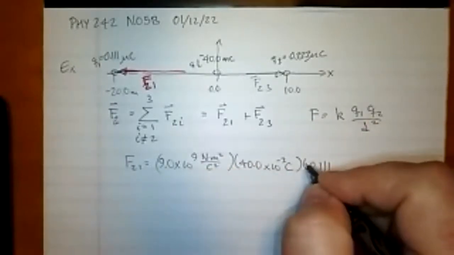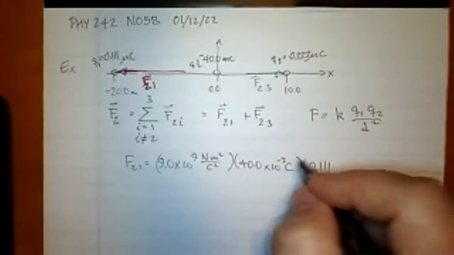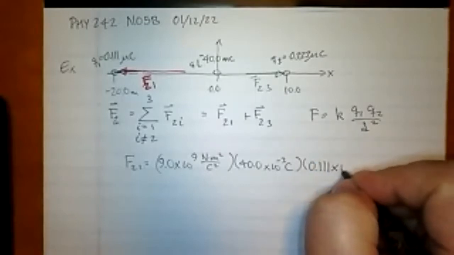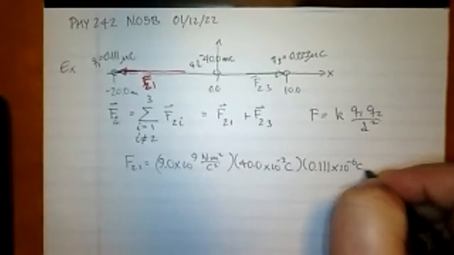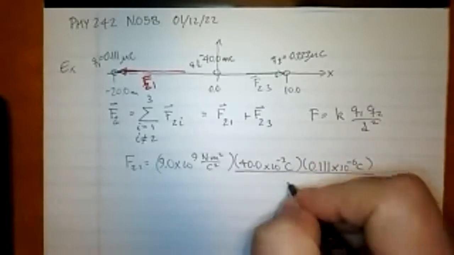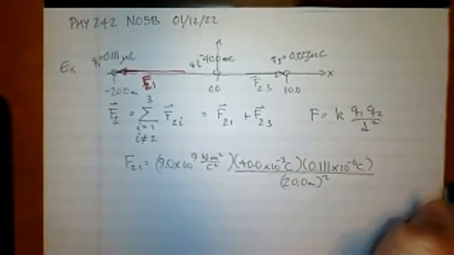Again, though it didn't matter because it was positive, I did not write down the signs. I never want to include these signs in here. They're just going to make things nasty. But it's a microcoulomb, so I'll say it's times 10 to the negative 6 coulombs. And then, of course, the distance between them is 20 meters. So that's going to be 20.0 meters, and that's going to be squared.